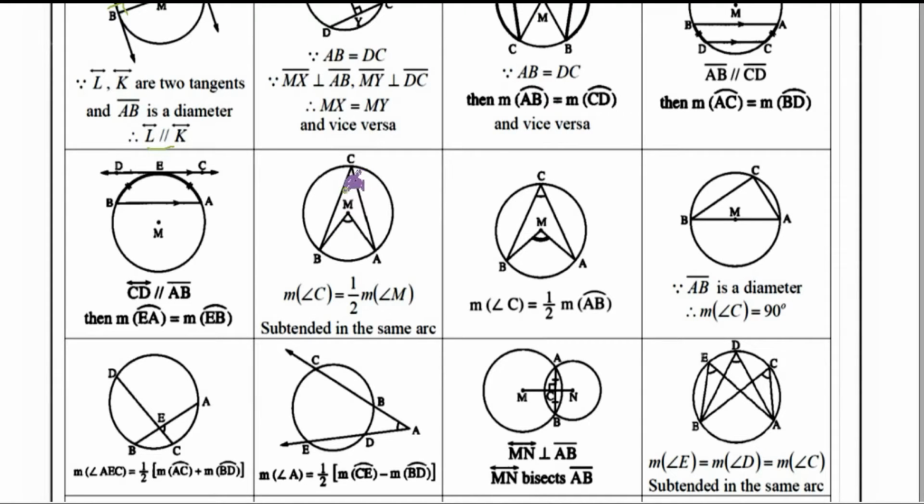What is the inscribed angle? The inscribed angle, like you see here, its vertex lies on the circle, and the two sides of it, CB and CA, are two chords of the circle. And vice versa, you can say the measure of the angle C equals half the measure of the angle M, or the measure of the inscribed angle equals half the measure of the central angle subtended by the same arc. The same arc here is the arc BA.